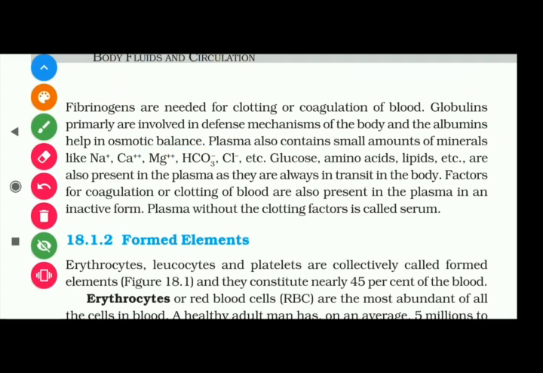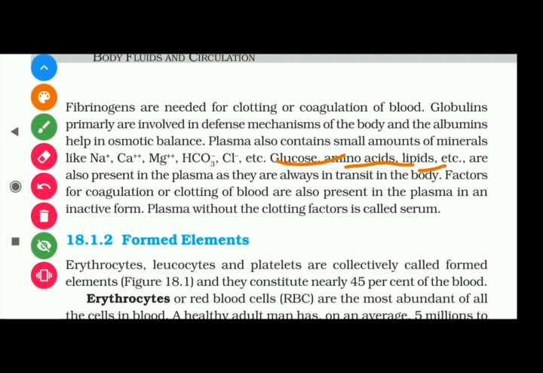Now next, the plasma also contains small amounts of minerals like sodium, calcium ion, magnesium ion, bicarbonate ion and the chlorine ions. All these are small amounts of nutrients present in the plasma. Except these nutrients, glucose, amino acids, lipids are also present in the plasma and they are always in transit in the body. Means they come inside the body, inside the blood, and then get out from the blood. They get transported होते रहते हैं वो.